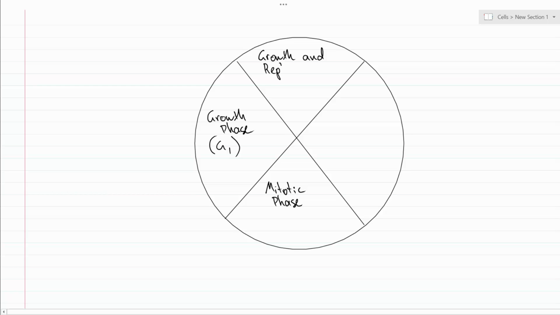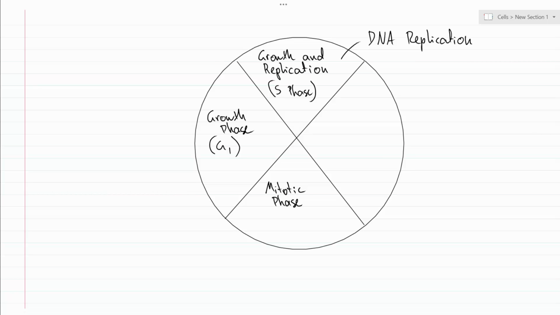but along with it, we have replication. We call this the S phase, and this is where DNA replication takes place. In order to create two new identical cells, we need to double the DNA before we can then split it in half again. We can split apart those sister chromatids. So DNA replication will happen during the S phase.